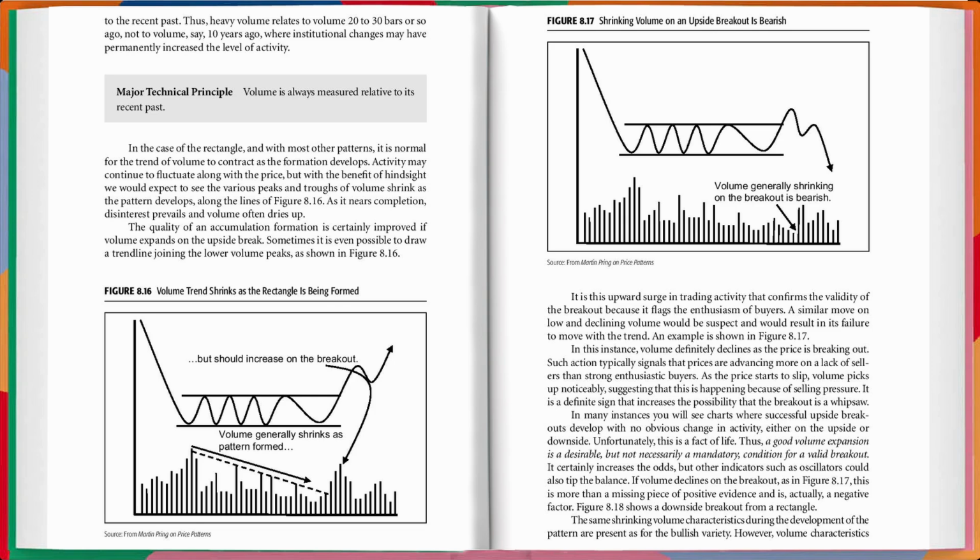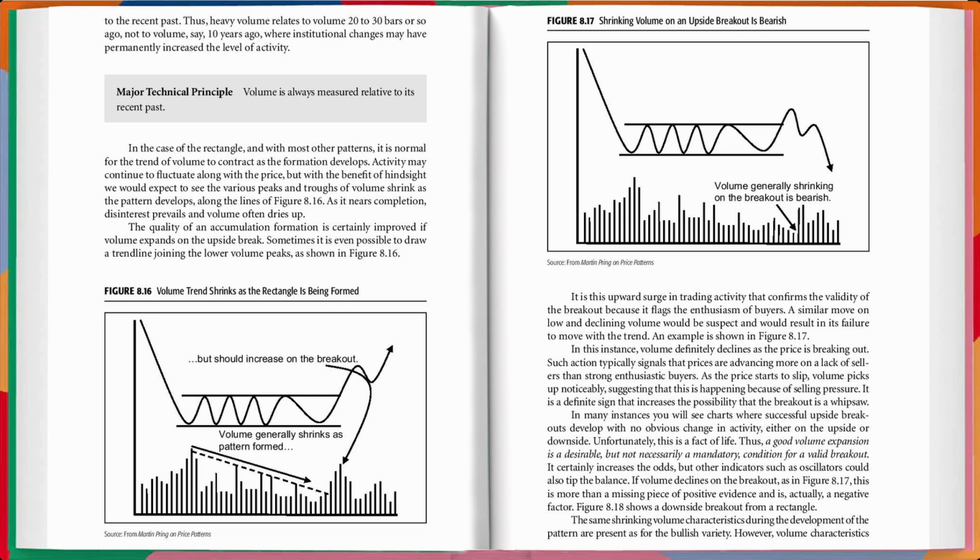In the case of the rectangle, and with most other patterns, it is normal for the trend of volume to contract as the formation develops. Activity may continue to fluctuate along with the price, but with the benefit of hindsight, we would expect to see the various peaks and troughs of volume shrink as the pattern develops, along the lines of Figure 8.16. As it nears completion, disinterest prevails and volume often dries up.